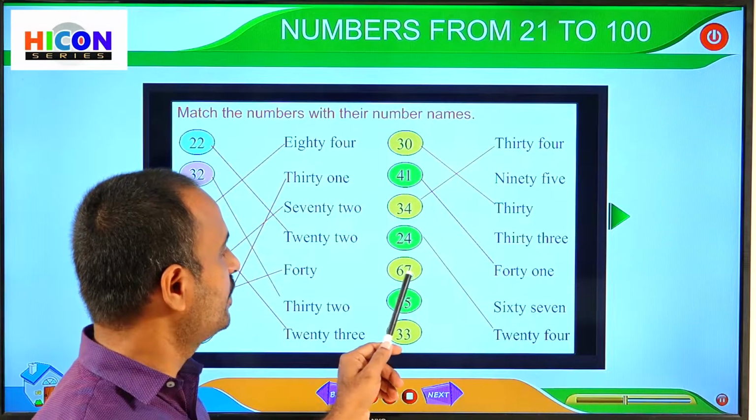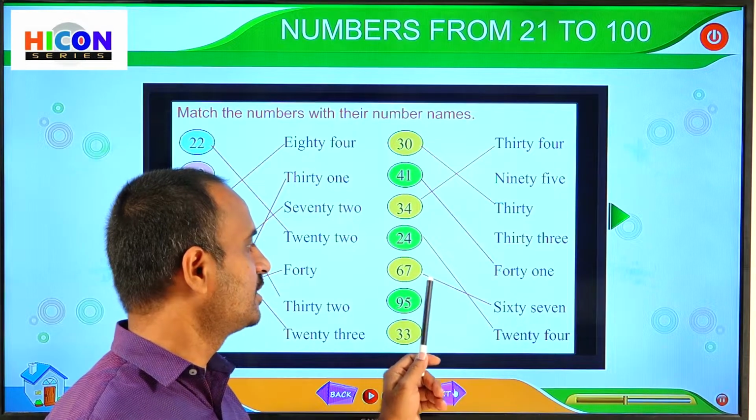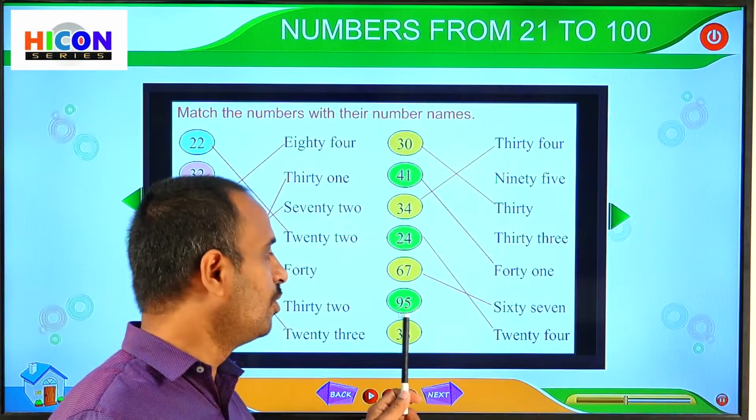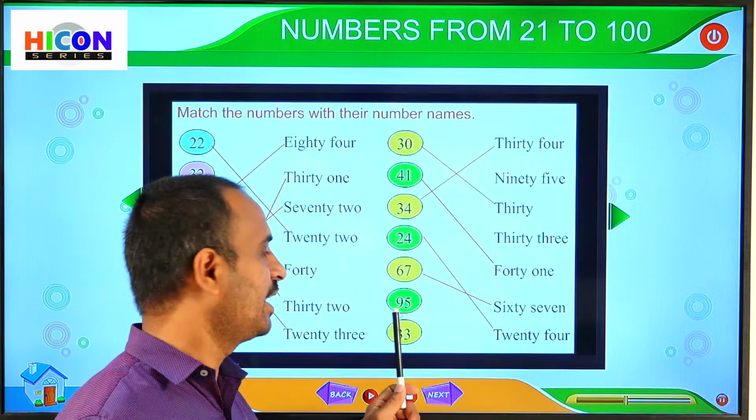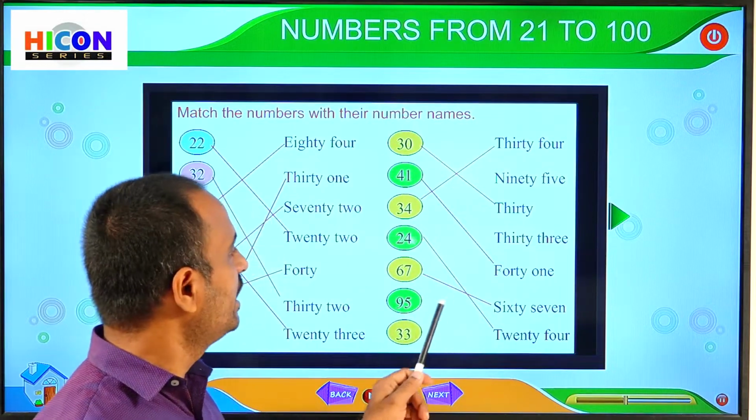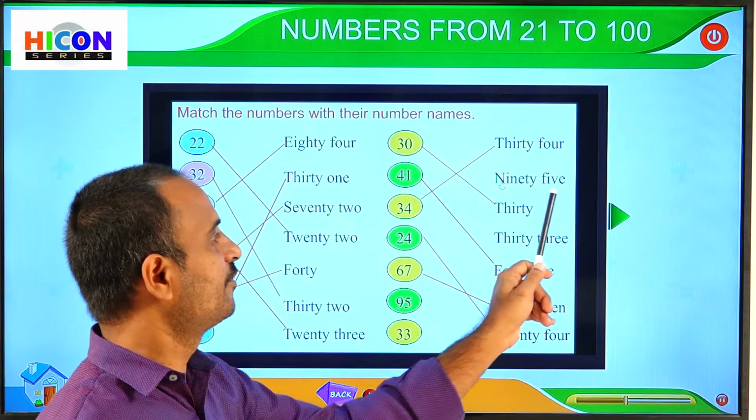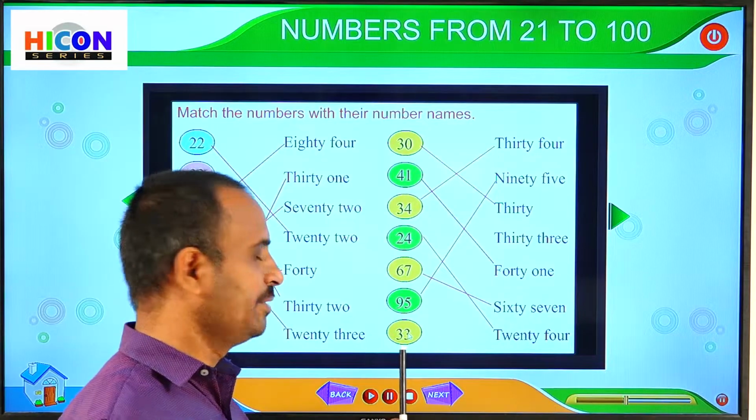And where is 67? So see children. So here is the 67. So match 67 with its number name. So next 95. How can we read this number 95? 95 can be read as 95. Where is 95? So children, so see the second one. So this is 95. So match 95 with its number name. See the last number here.